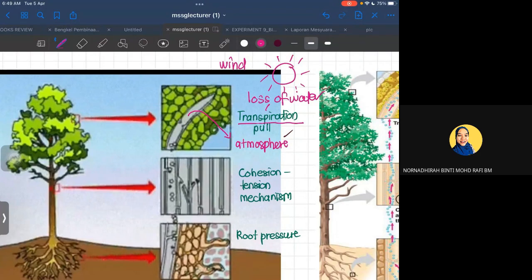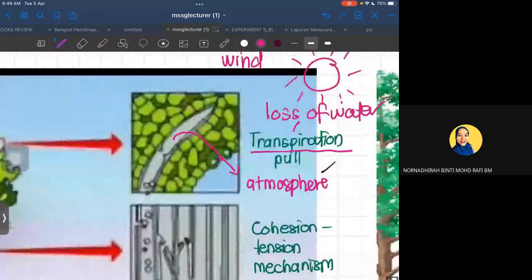Dia akan evaporate to the atmosphere, and then what will happen bila the loss of water kat sini, dia akan tarik the nearby water. So the loss of water at this particular area will draw, tu maksudnya tarik, will draw the molecule of water from the nearby cell, from the neighboring cell. Dalam buku awak disebut neighboring cell.